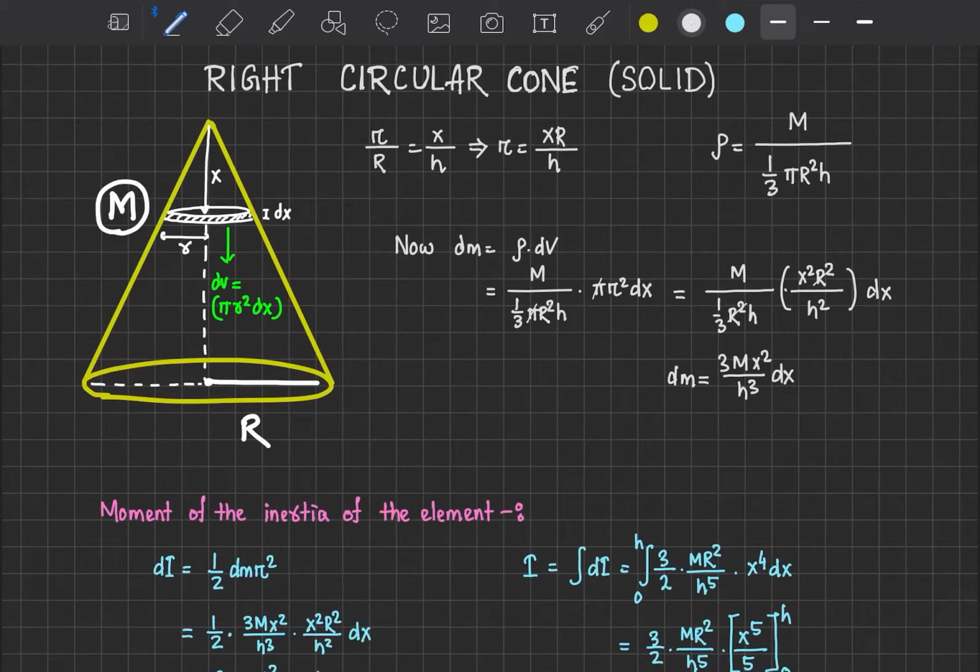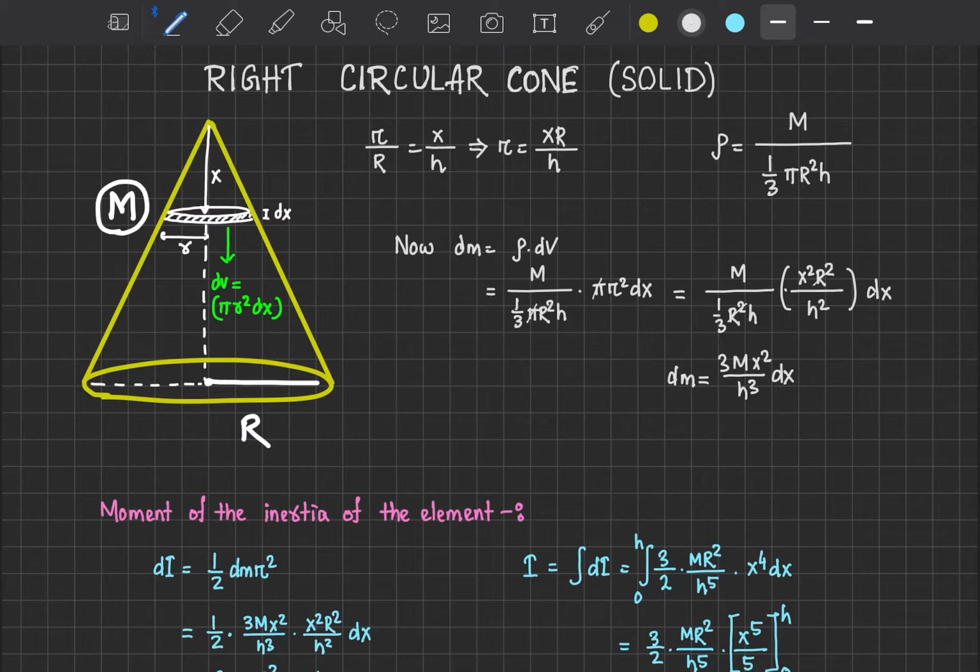Hello guys, this lecture is about the moment of inertia of solid and hollow cones. Now here in the first one we will be deriving the moment of inertia of a right circular cone, which is a solid cone, about its altitude.